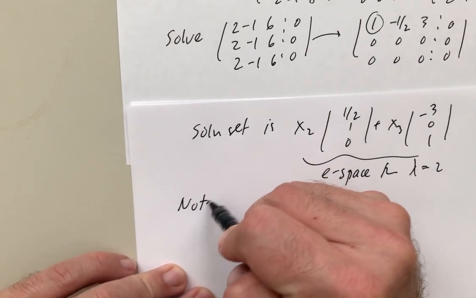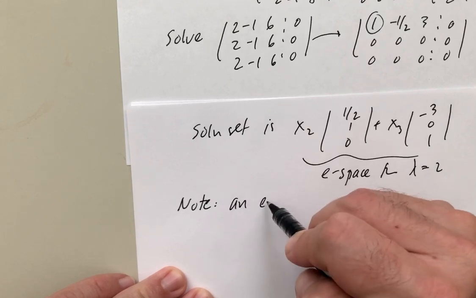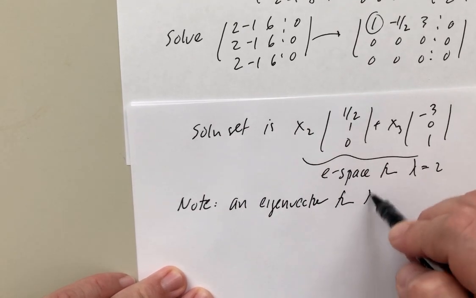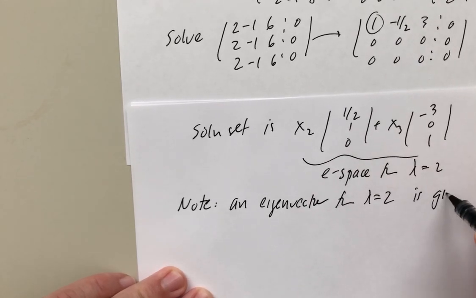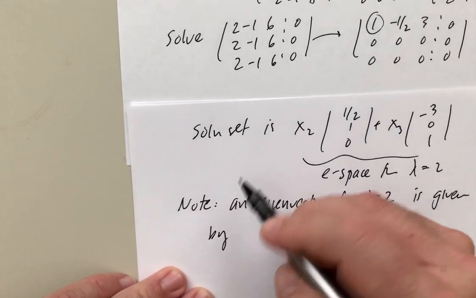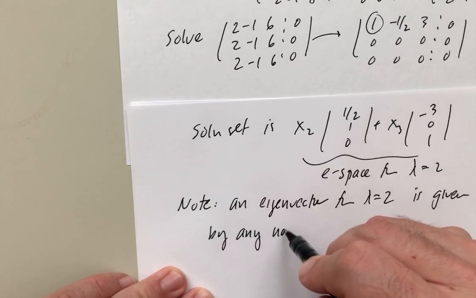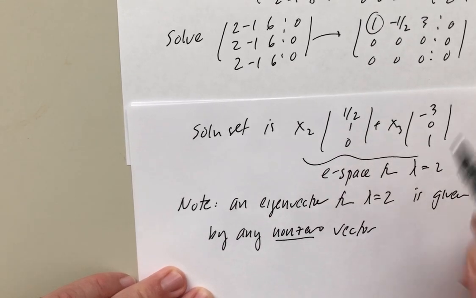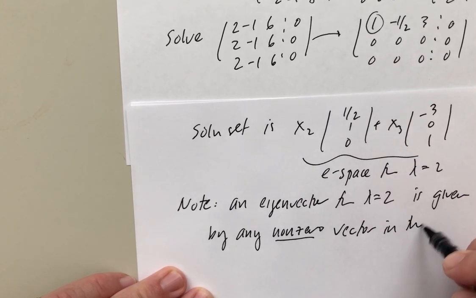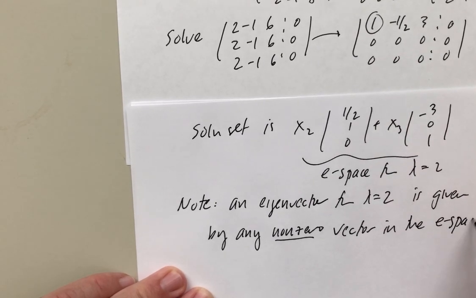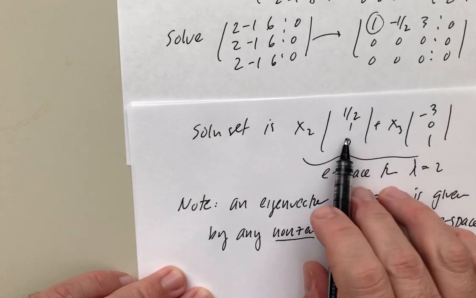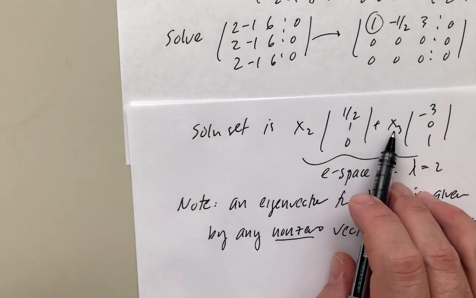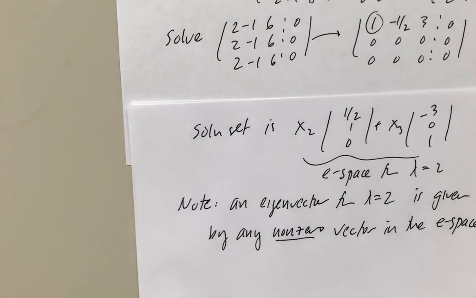Let me just point out, note that an eigenvector for lambda equals 2 is given by any non-zero vector in the eigenspace. Now remember, the eigenspace is all possible linear combinations of these 2 vectors. You could take 0 as both of your weights, but that would be the 0 vector. That's not an eigenvector.